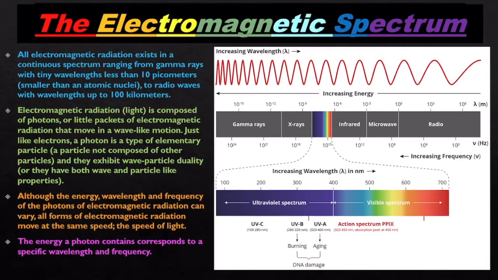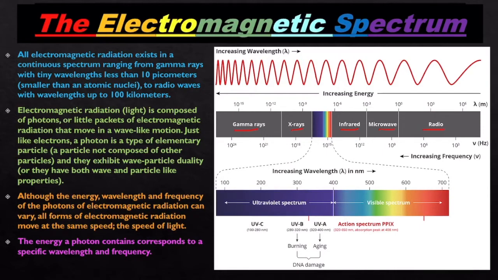Although energy, wavelength, and frequency of the photons in the electromagnetic spectrum can vary, so that's what makes all of these different forms of electromagnetic radiation different, is just that they have different energy associated with them. And the energy that a photon contains is going to correspond to a specific wavelength and a specific frequency.